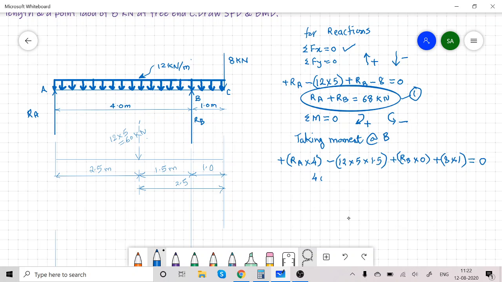So 4RA minus 90 plus 8 is equal to 0. So 4RA is equal to 82. So RA equal to 82 divided by 4, that is 20.5 kilonewton. RA equal to 20.5 kilonewton.